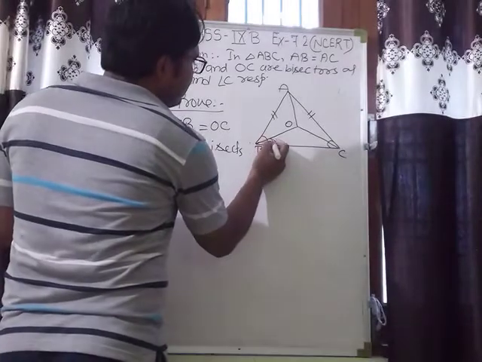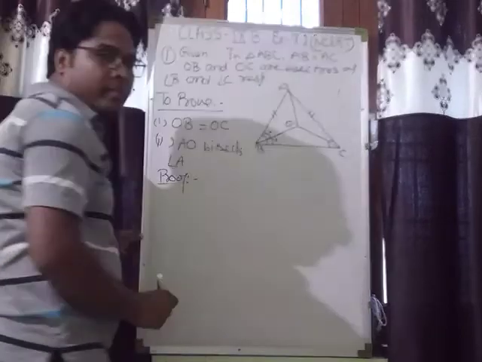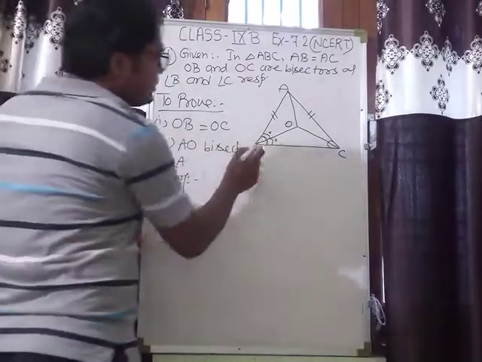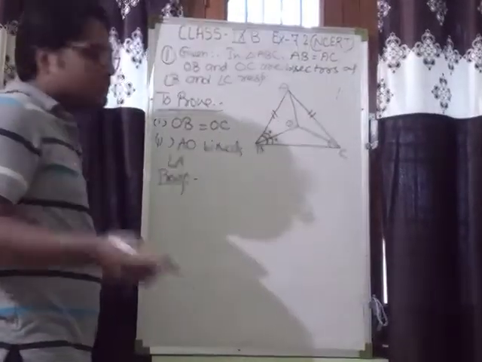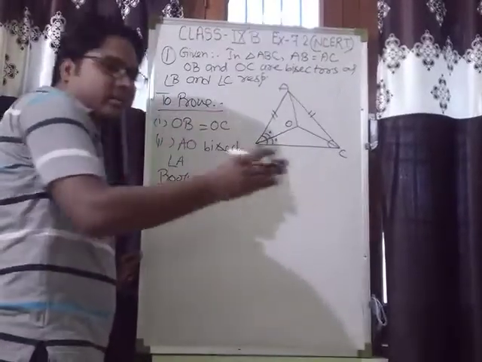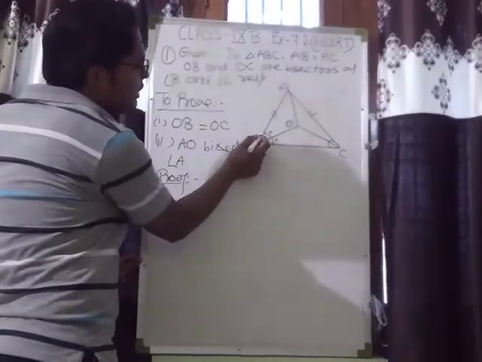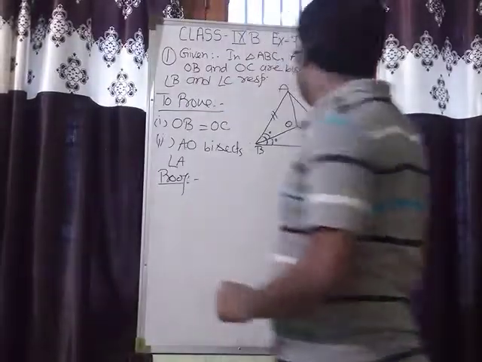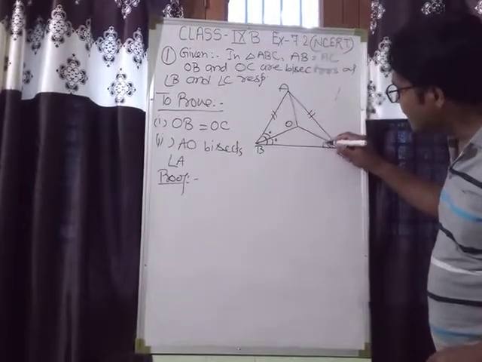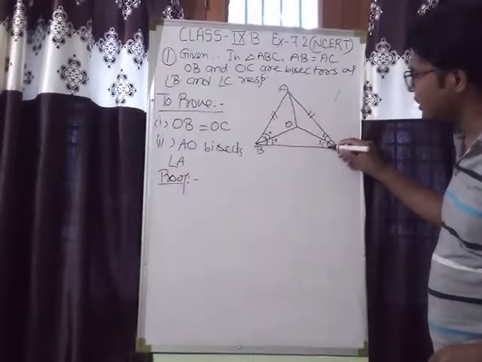Clearly these two angles are equal because OB is the bisector of angle B, and both are equal to half of angle B. Because if angle B is 60 degrees, then the measurement of this angle and this angle will be 30 degrees and 30 degrees. Clearly both are equal to each other and equal to half of angle B. Also OC is the bisector of angle C. Clearly this angle and this angle are both equal to each other and equal to half of angle C.